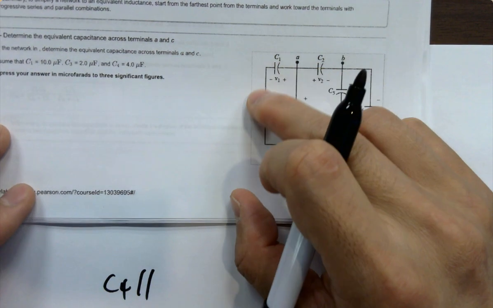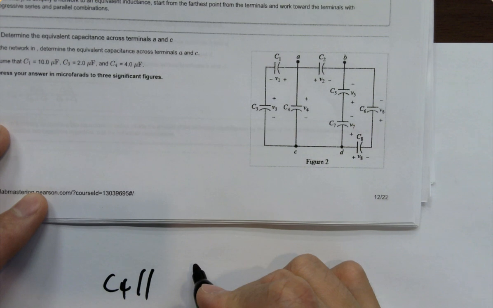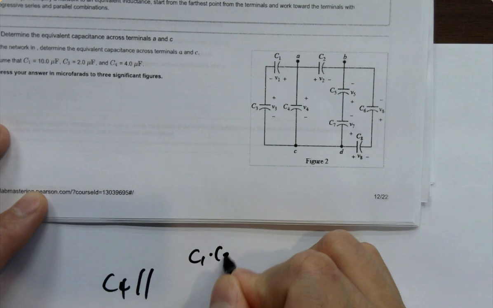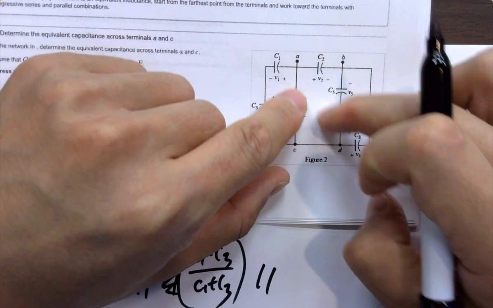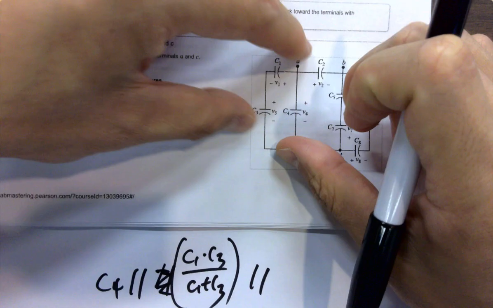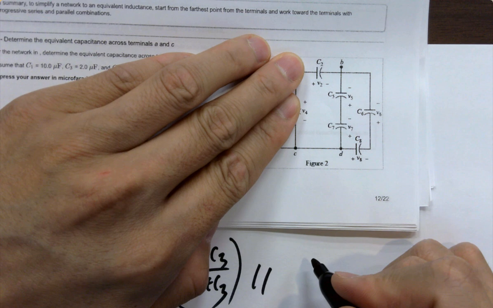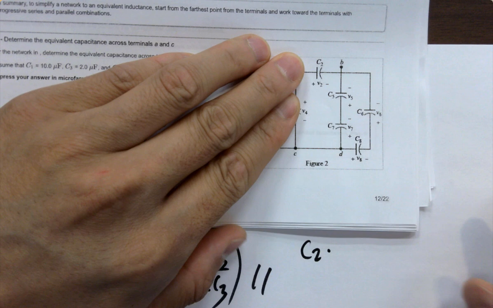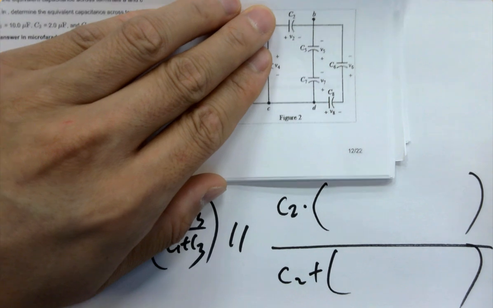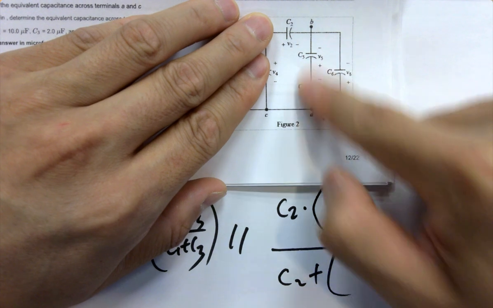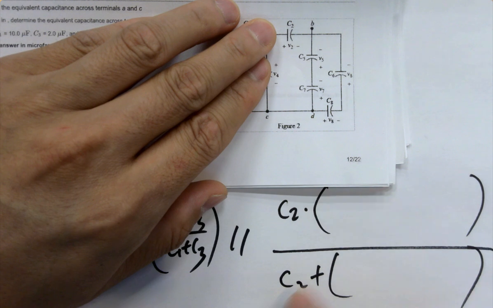Over here, you are getting C1 and C3 in series, right? So this is C1 times C3 over C1 plus C3. In parallel with this, and then in parallel with everything here, these are three branches. In here we have C2 times the whole thing here over C2 plus the whole thing here. C2 is in series with the whole thing here, right? Make sense?